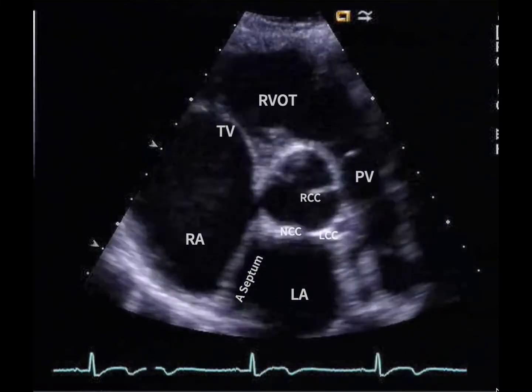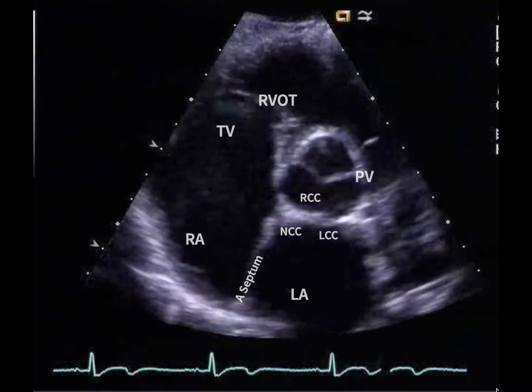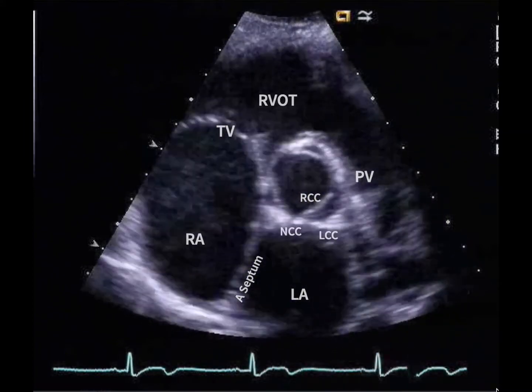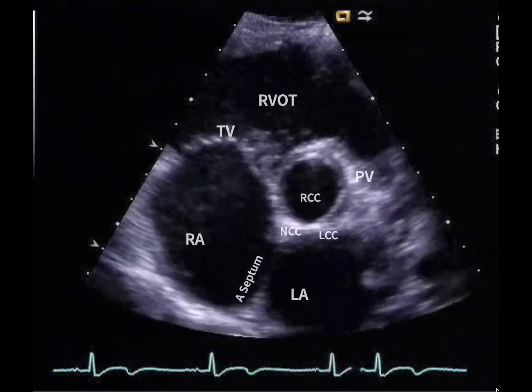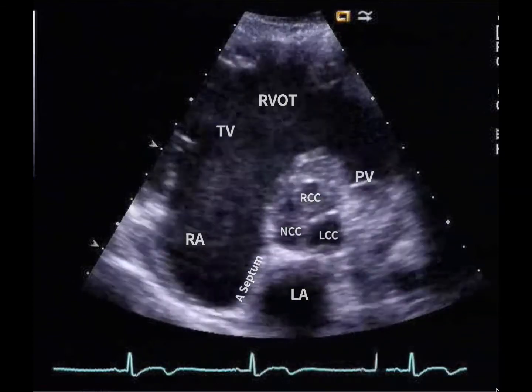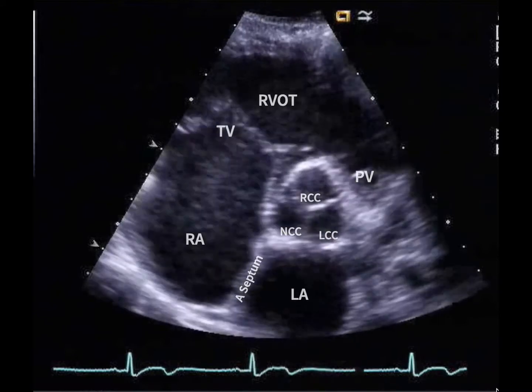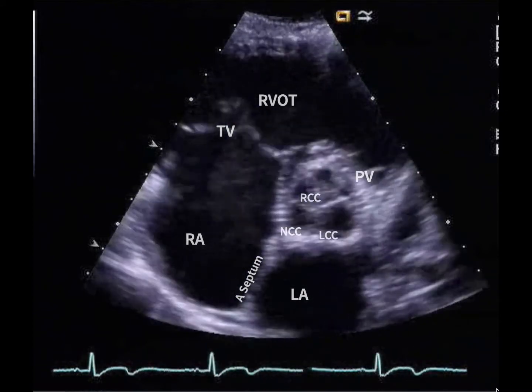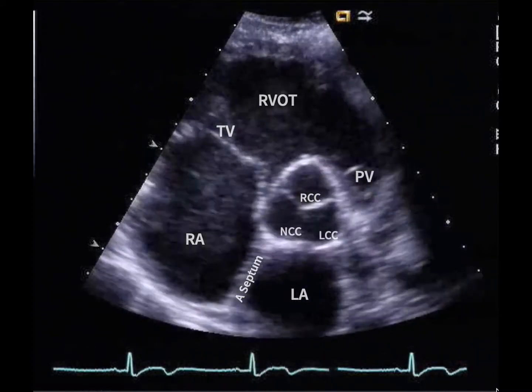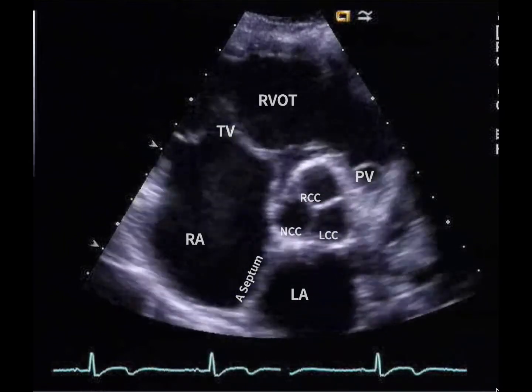The different kinds of pathologies you can identify with this view range from bicuspid valves to secundum ASDs, which would show up as a deficiency in the atrial septum, tricuspid valve abnormalities such as Ebstein's. You can see right ventricular outflow tract obstruction, and you should be able to see varying levels of pulmonary stenosis.